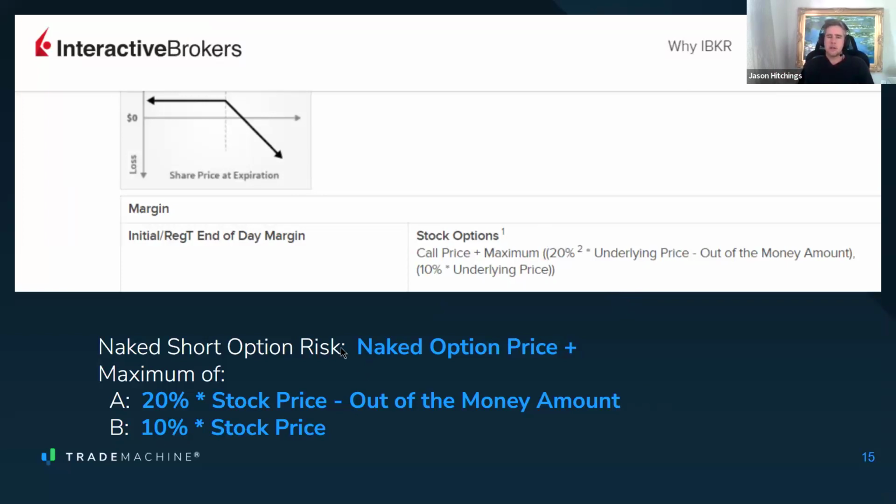But basically what this says is, it's the price of the option that you have to keep in your account plus the greater of either 20% of the stock price minus any amount that it's out of the money, or 10% of the underlying price. I'll break that down in detail because it sounds a little complicated.